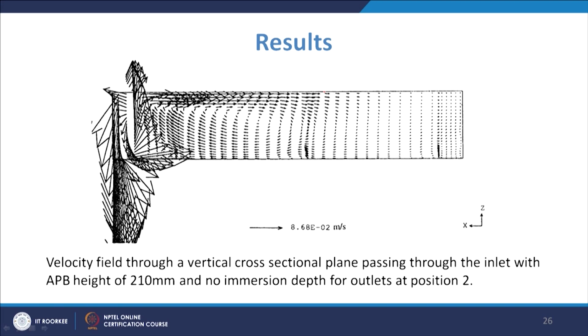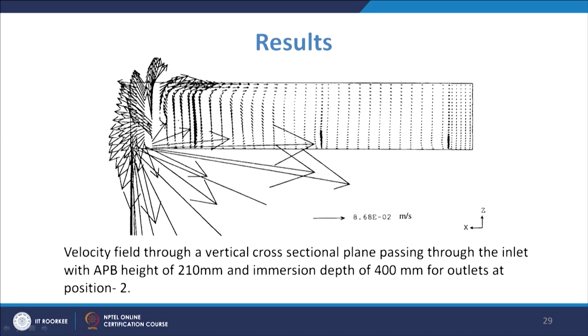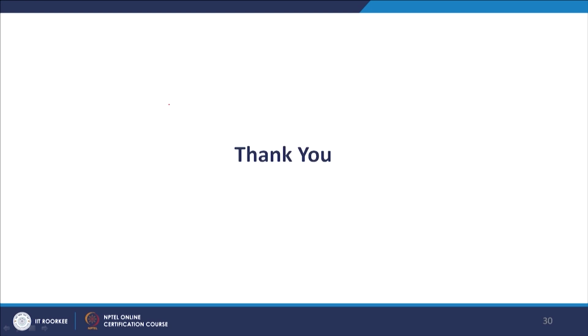With shroud immersion, how the velocity fields are changing can also be seen. With no immersion, this is how the flow is with a height of 210, but if you do the immersion, then the velocity field changes. There are different velocity fields which will be seen with these different immersion depths, and it shows how the velocity field is changing with the box. So, that can be seen.